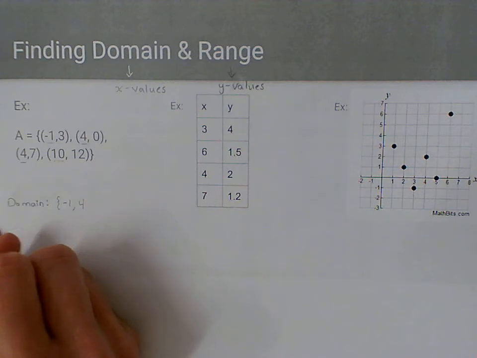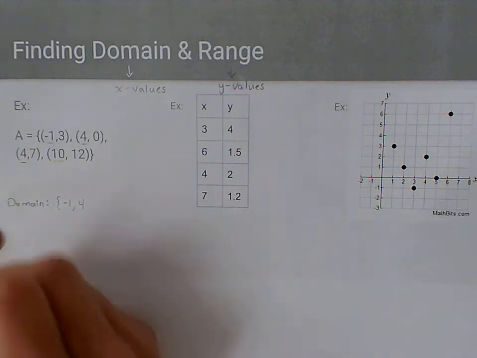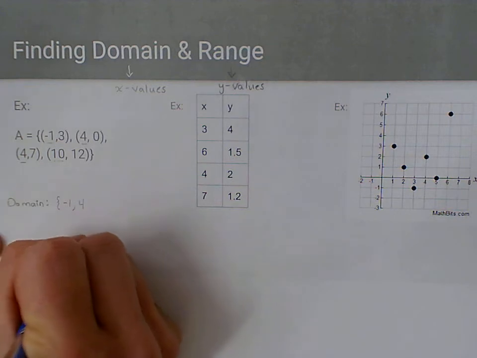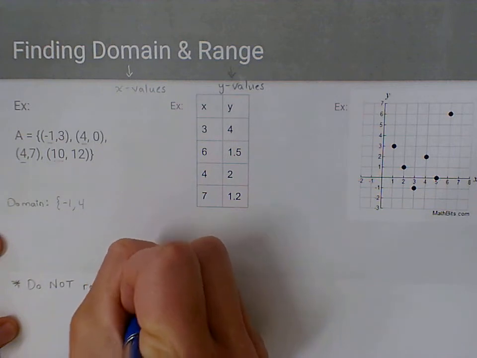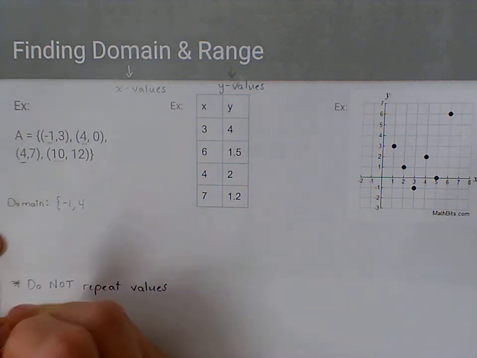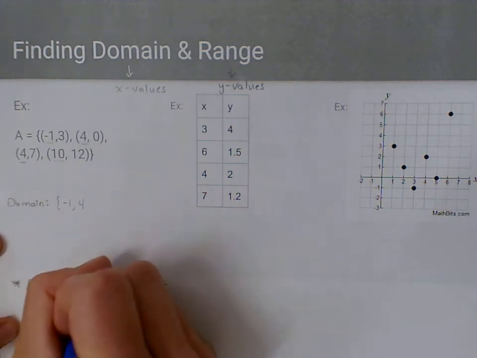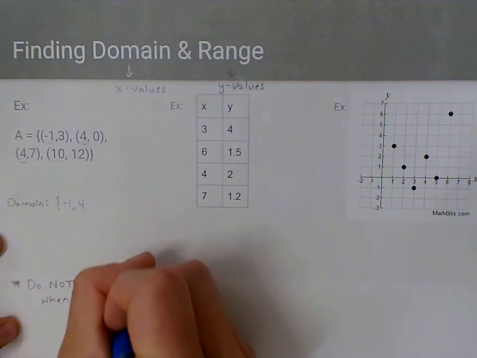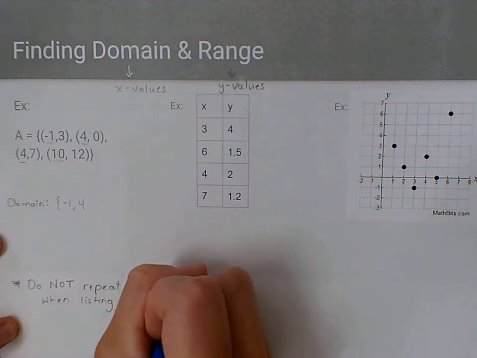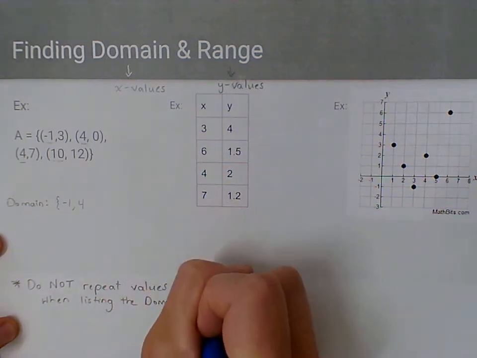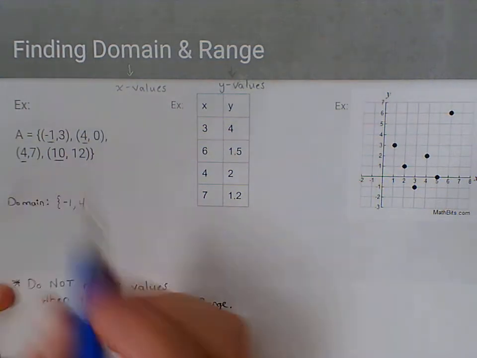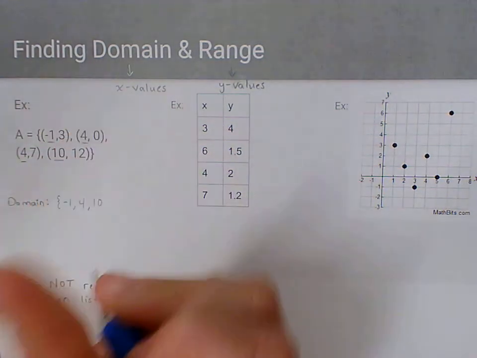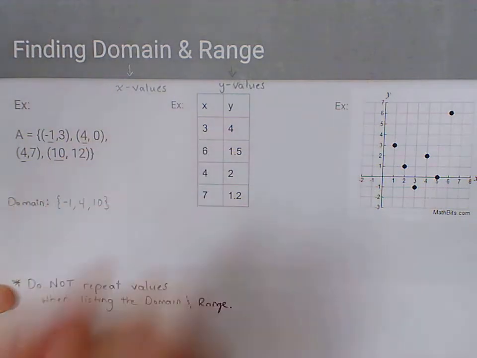So that's the thing that you have to remember, okay? So let's go down here and let's make sure that we write a little note to ourselves. Do not repeat values when listing the domain and range. Okay, so that's the main thing that you have to remember, and then you'll be good. All right, so we just won't repeat that 4, and then we have a 10, and then that's everything. So I'm going to close my bracket, and that's the domain.